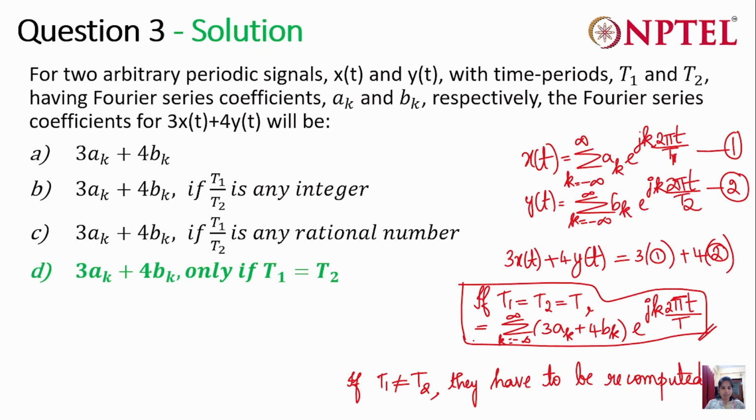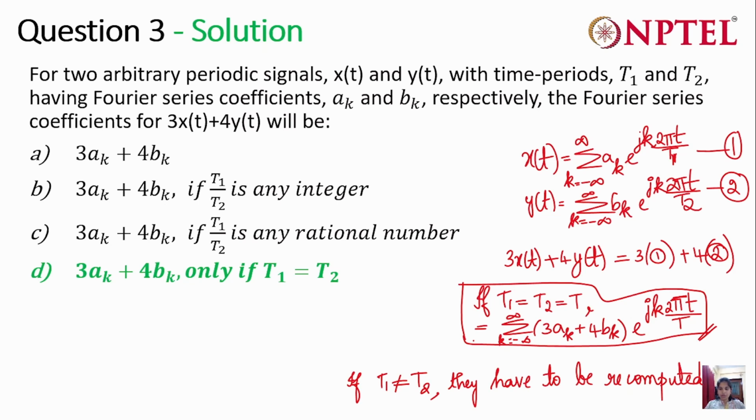Actually, here it's option D. So I'll tell you how. Now we have two signals x of t and y of t. So for x of t, in terms of Fourier series coefficients, it's summation minus infinity to infinity ak e power j k 2 pi t by T1. Same way for y of t, it is bk e power j k 2 pi t by T2.